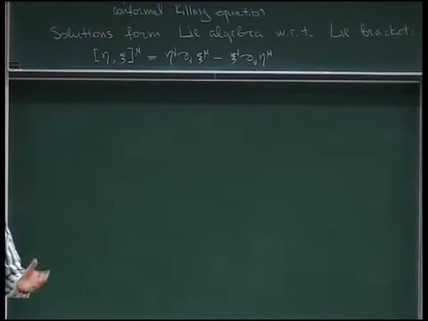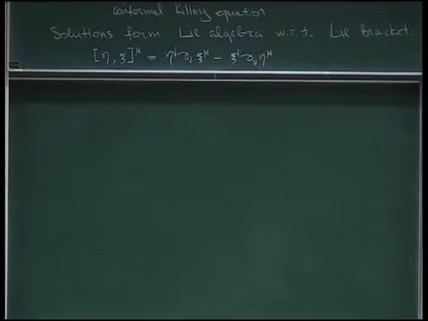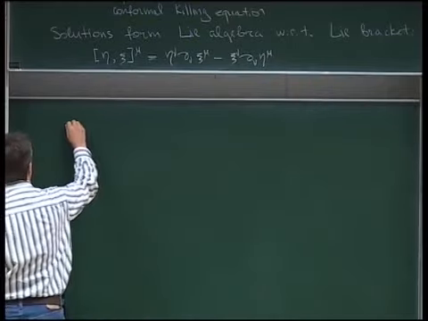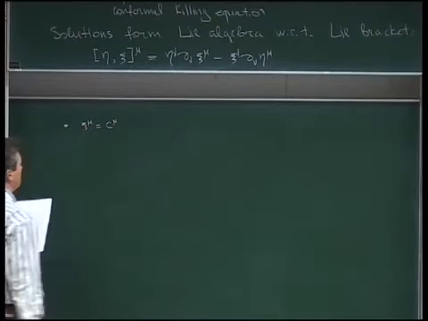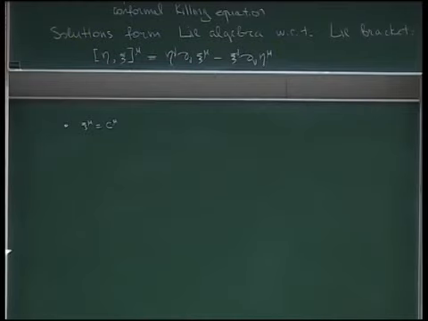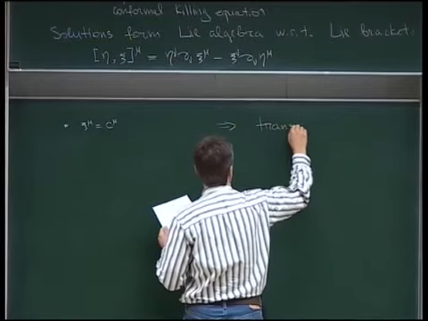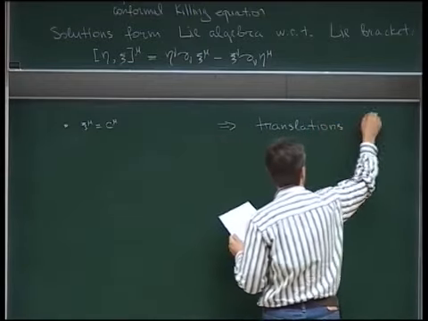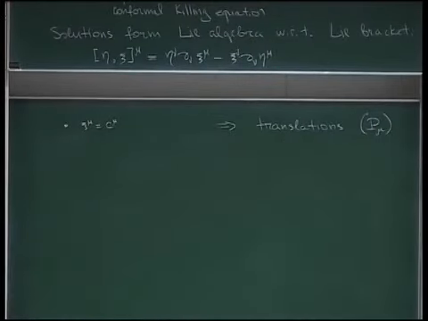So to find all the solutions of this equation, it's possible. I will just list all of these solutions. So there are several obvious solutions. Constant solution corresponds to translations. So the corresponding conserved charge is just the momentum.